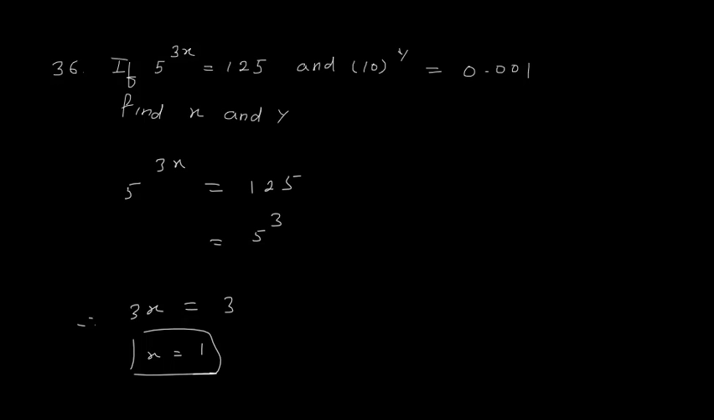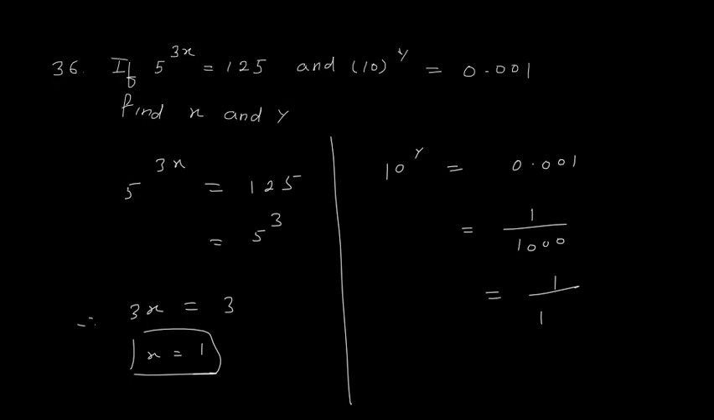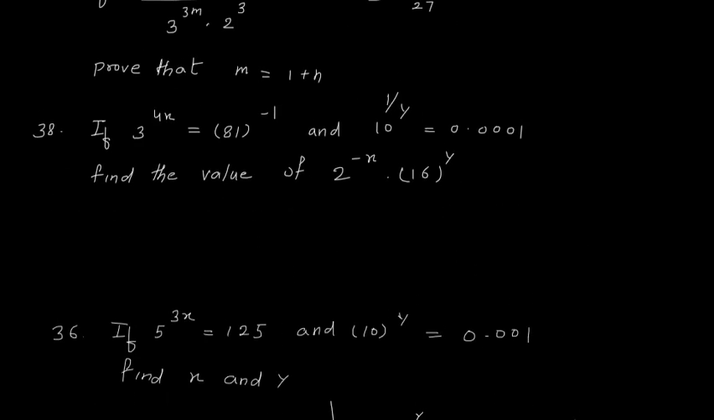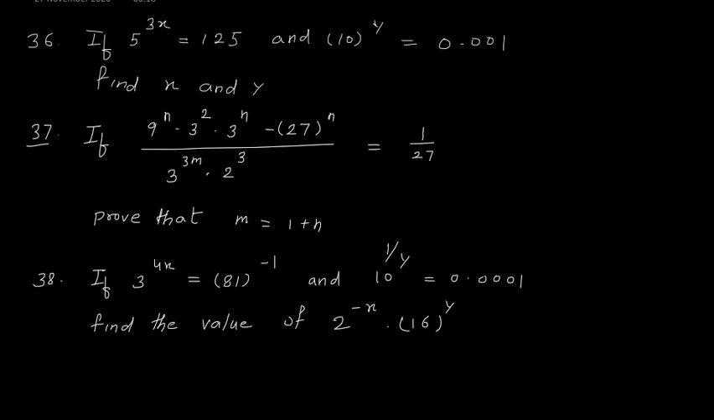Now here 10 power y, we have 10 power y is 0.001. Now this 0.001 you can write as 1 upon 1000, which is 1 upon 10 power 3, which is 10 power minus 3. So 10 power y is equals to 10 power minus 3. This implies y is equals to minus 3. So x is 1 and y is minus 3. What we have to calculate? We have to find x and y. So we have done.